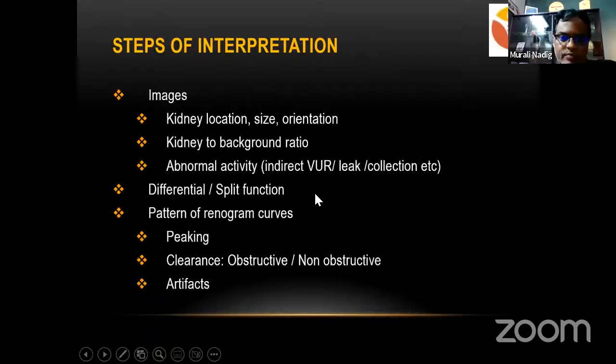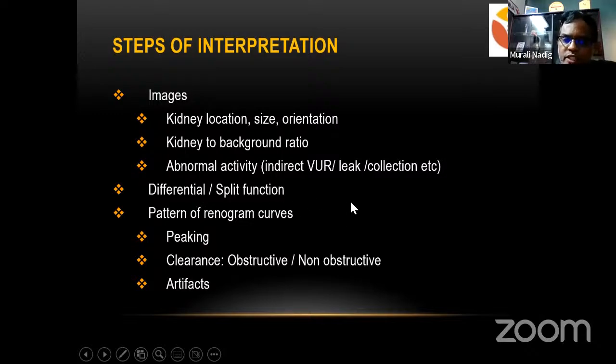IV diuresis is painful and leads to motion artifacts and other such things. So what we follow regularly is the F0 protocol without catheterization in most of the patients. Now coming to interpretation. First we have to assess the kidney location, size and orientation, then kidney to background ratio, and any abnormal activity like indirect evidence of VUR or leak or collection, and any motion artifacts, any extravasation. All these things have to be studied.